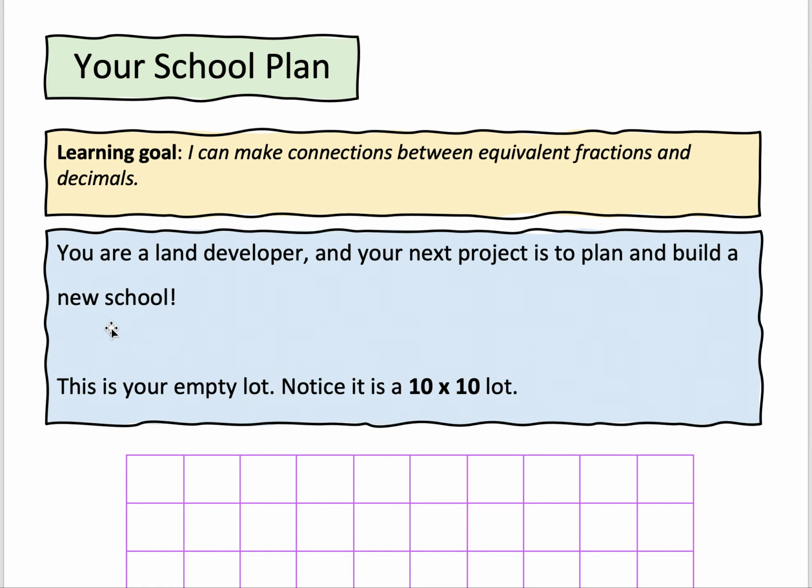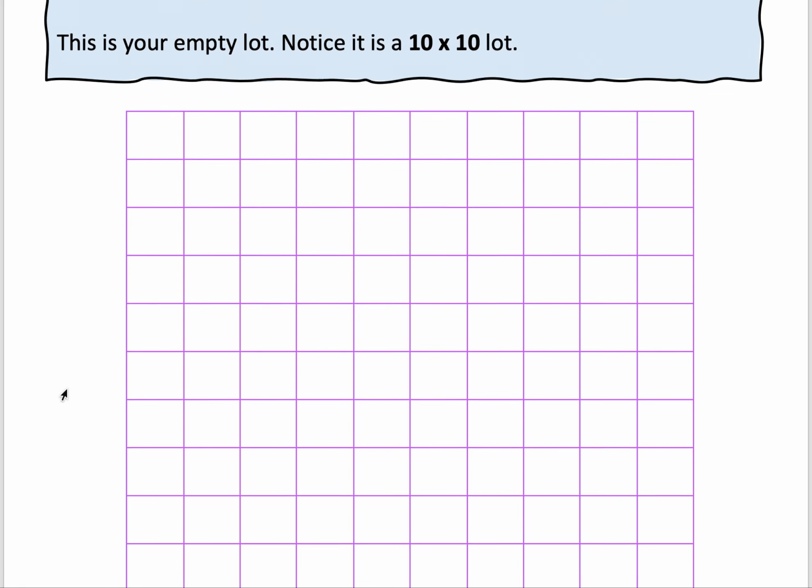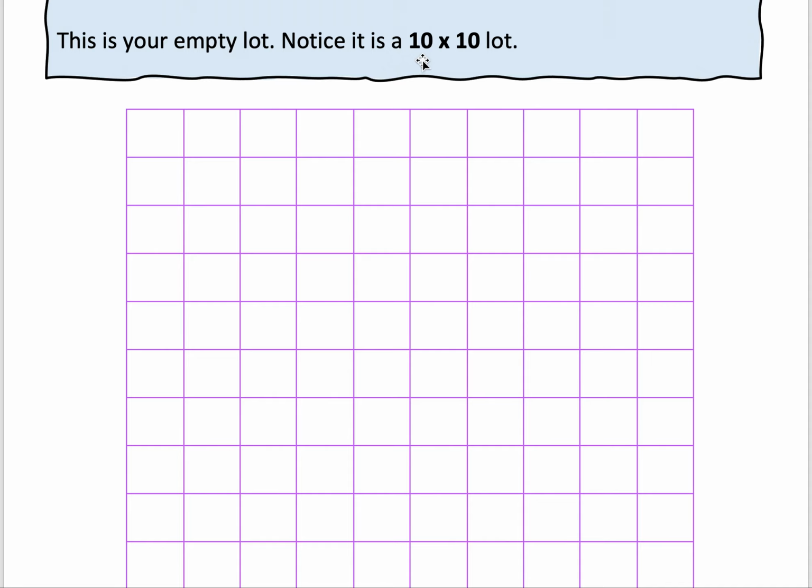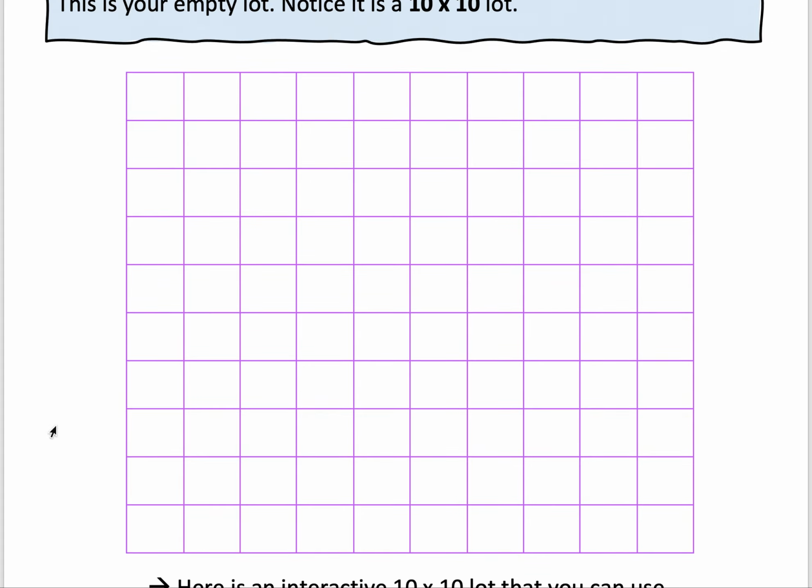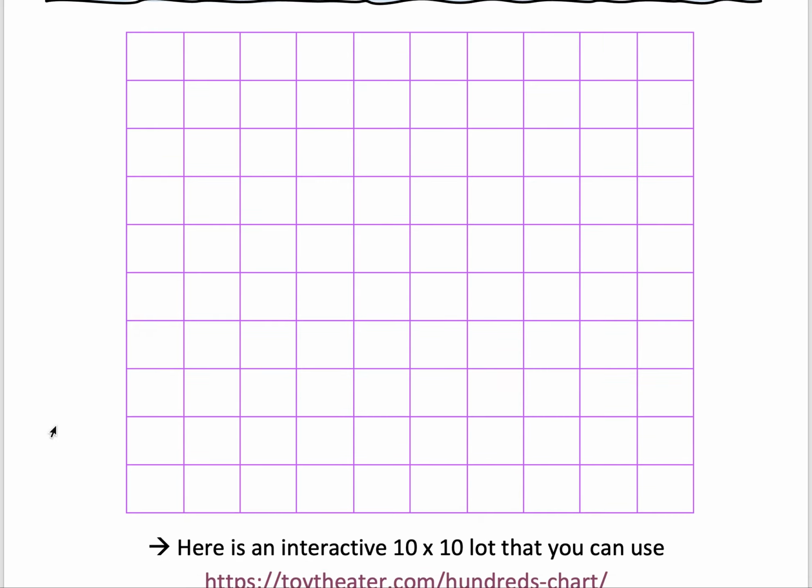If I read this blue box here, this is a bit of our background information. So you are a land developer and your next project is to plan and build a new school. This is your empty lot. Notice it is a 10 by 10 lot. So if it's 10 by 10, that means that there is 100 squares here altogether. So it's a bit like a hundreds chart.